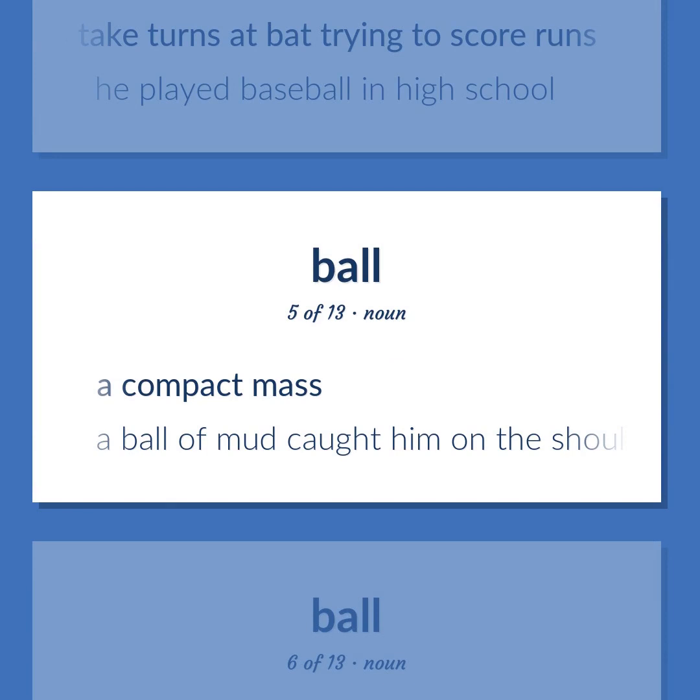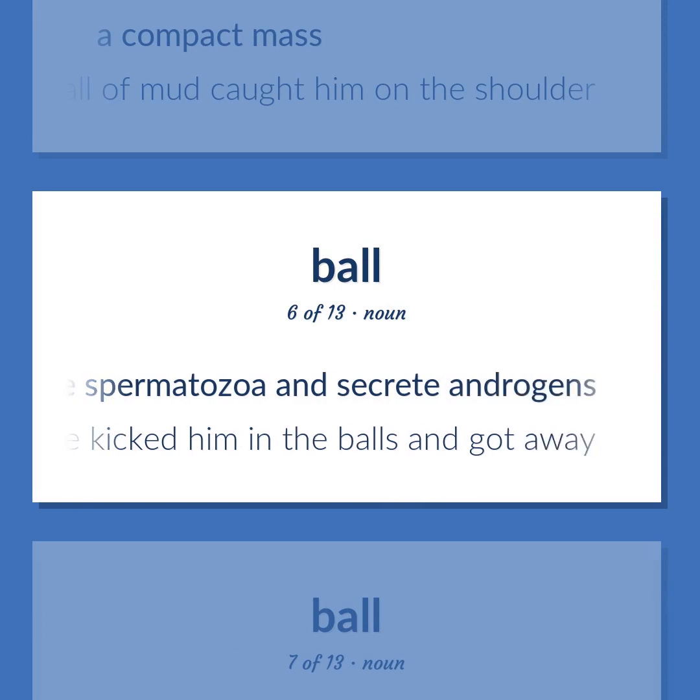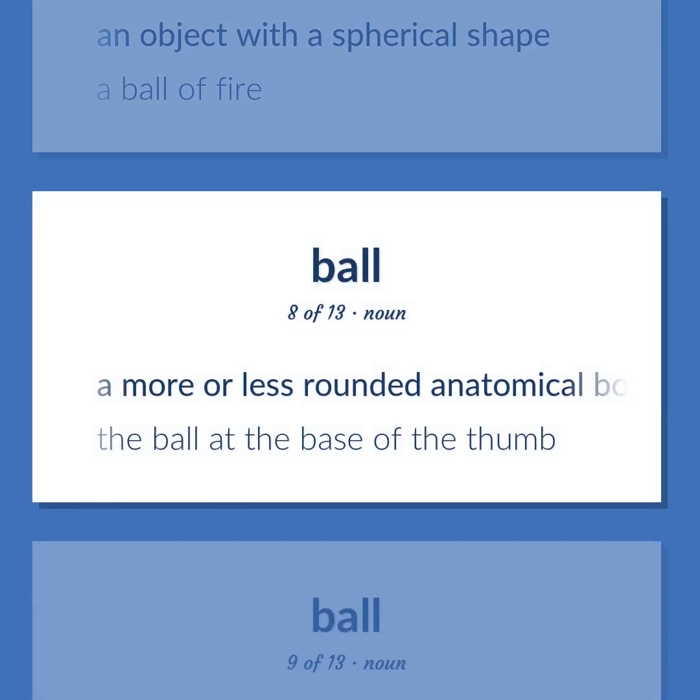A compact mass. A ball of mud caught him on the shoulder. One of the 2 male reproductive glands that produce spermatozoa and secrete androgens. She kicked him in the balls and got away. An object with a spherical shape. A ball of fire. A more or less rounded anatomical body or mass. The ball at the base of the thumb.